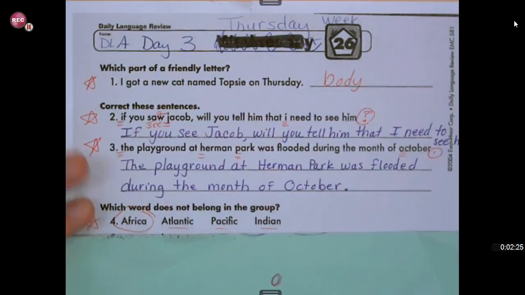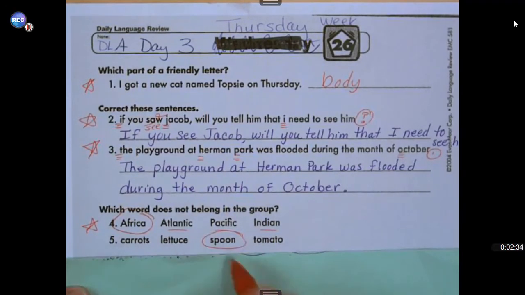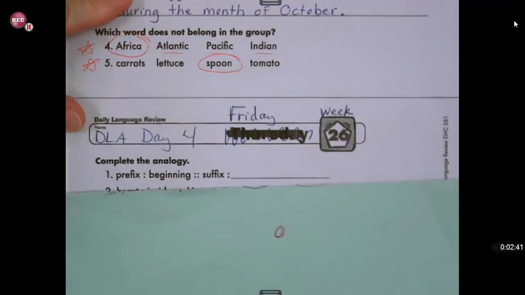Okay, number 5, carrots, lettuce, spoon, tomato. So carrots, lettuce, and tomato are all foods, and a spoon is something you use to eat, so that is a word that does not belong. Okay, let's move on to day 4.